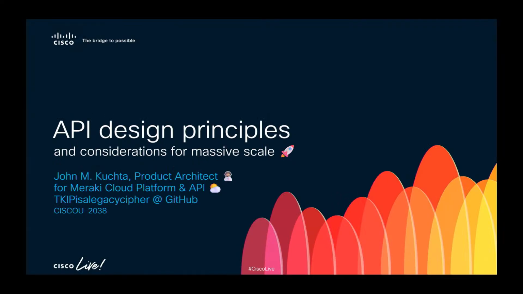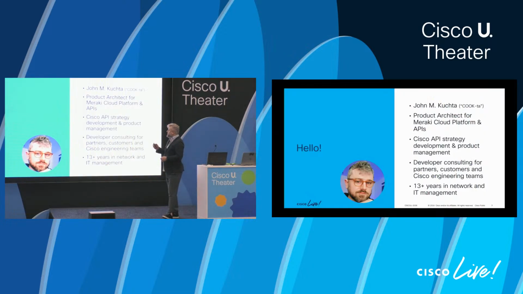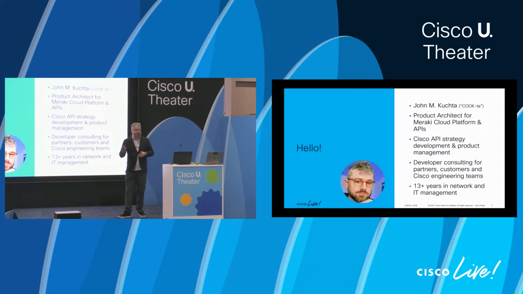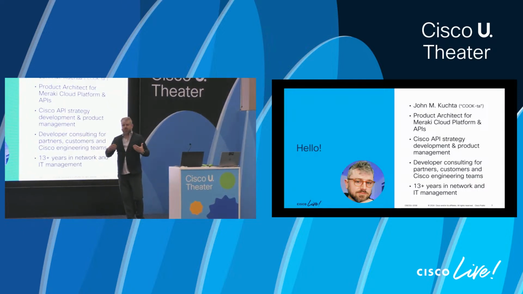Thanks for coming. Today we're going to talk about API design principles, considerations for massive scale. First, hi. I've been with Meraki for a few years now. I'm a product architect on the API PM team. So I help with both the design of the APIs, but also the cross-platform initiatives, that is the initiatives across the rest of Cisco, working with Catalyst Center, vManage, other groups, to make sure that our API experiences are robust and also intuitive. So consistency across those products is one of my projects.